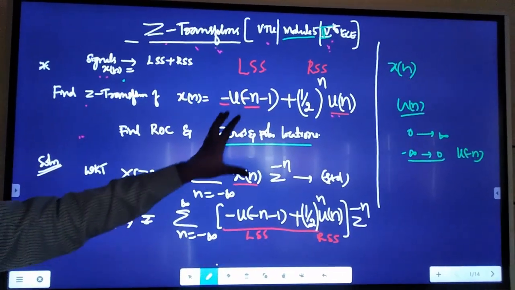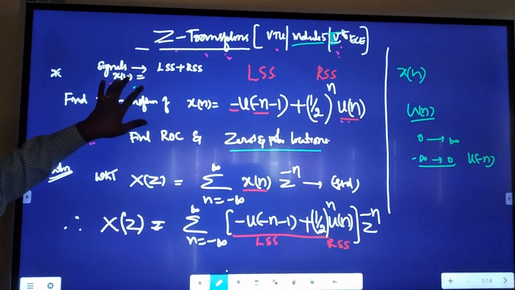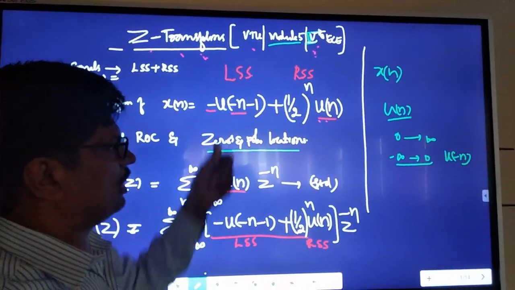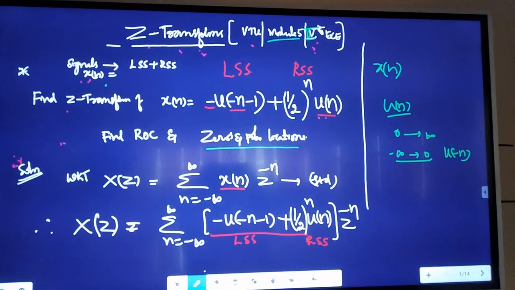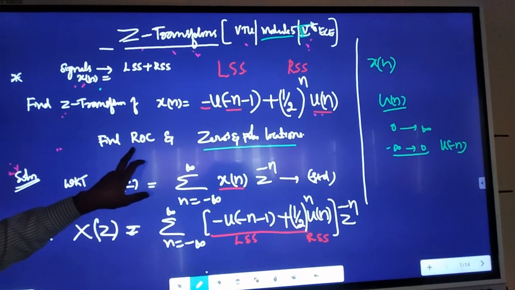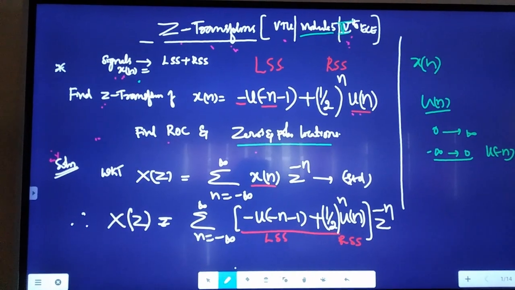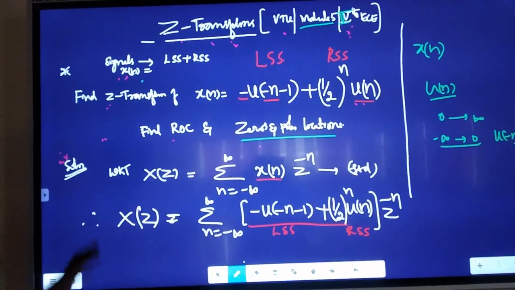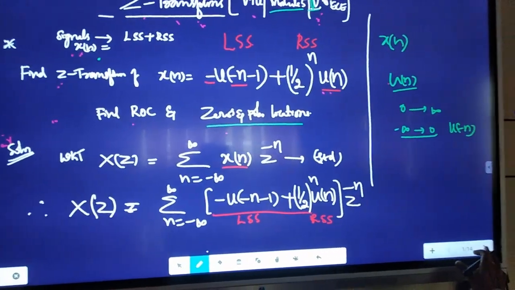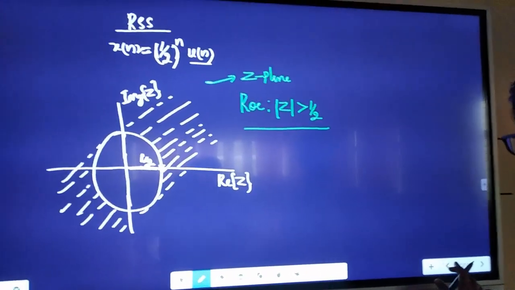Let me discuss all three for an input discrete time signal x of n, if it has both a right-sided sequence and a left-sided sequence in one sequence. Let me solve this and do all three: Z transform, region of convergence, and zeros and poles locations. For example, before doing this, I want to say what a right-sided sequence and a left-sided sequence are, u of n and u of minus n, which we did last class.